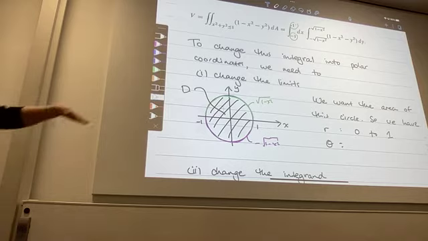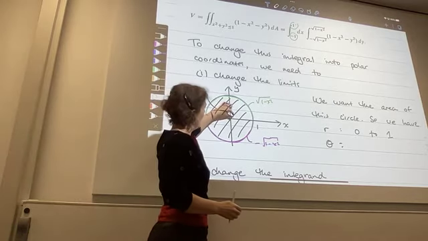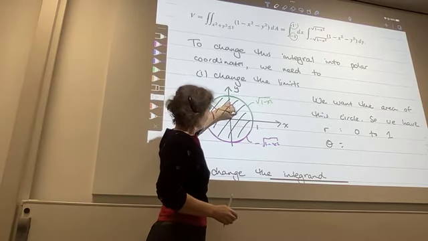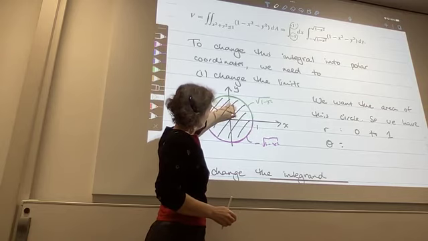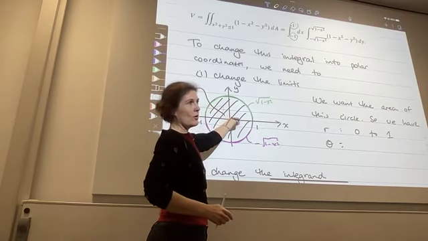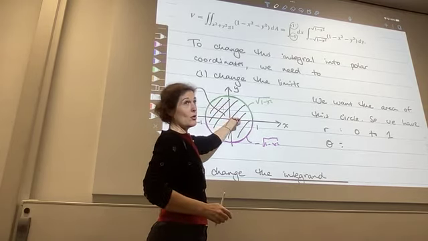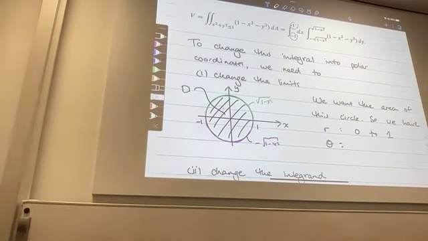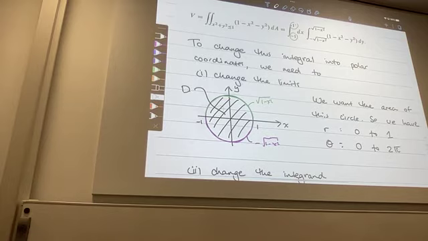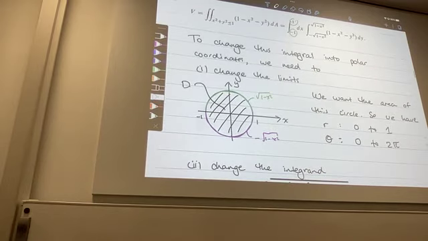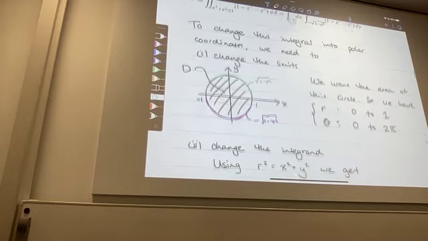And then we need to think about what angle do we want to sweep out. So for every radius that we're at, we want to sweep out the full circle, which is 2 pi. Okay. So our limits are going to change. Now we know these are our limits for r and theta.